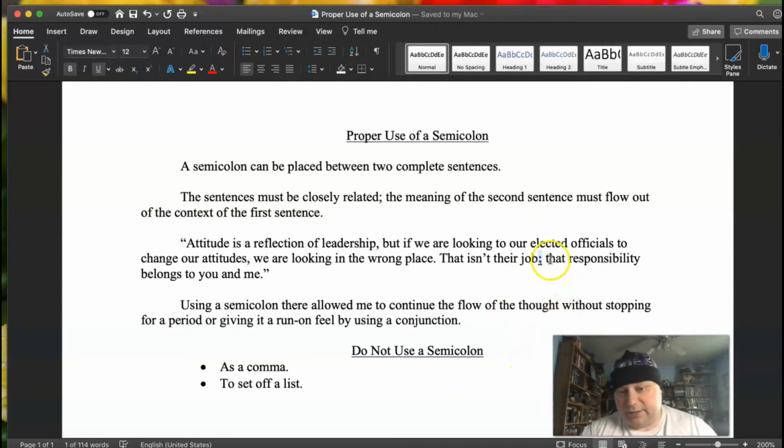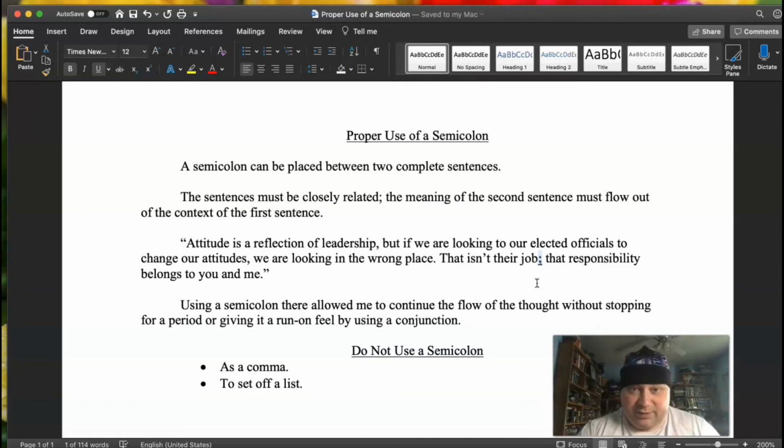And please note that I did not capitalize this. That indicates to your reader that there is a slight pause there, but that second idea flows out of the first idea. They're intimately connected, closely related. That responsibility belongs to you and me does not stand on its own as far as making sense without context. The previous sentence gives it context. Okay? That is how you properly use a semicolon.